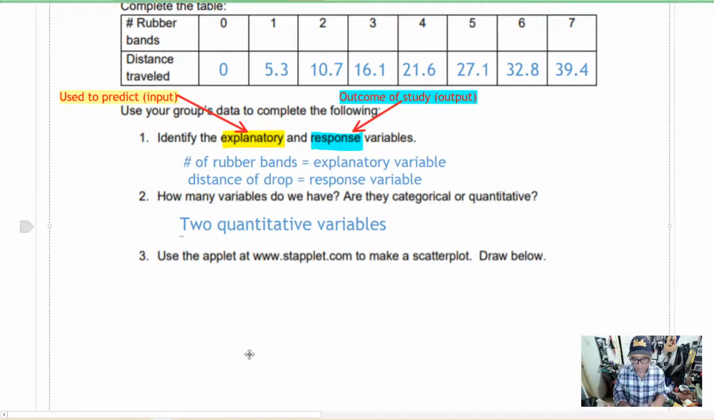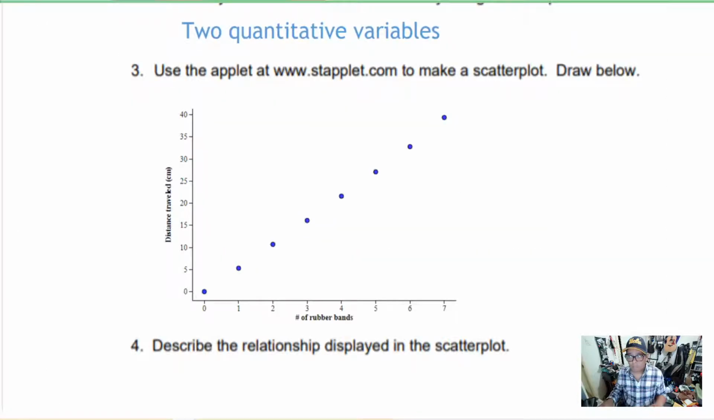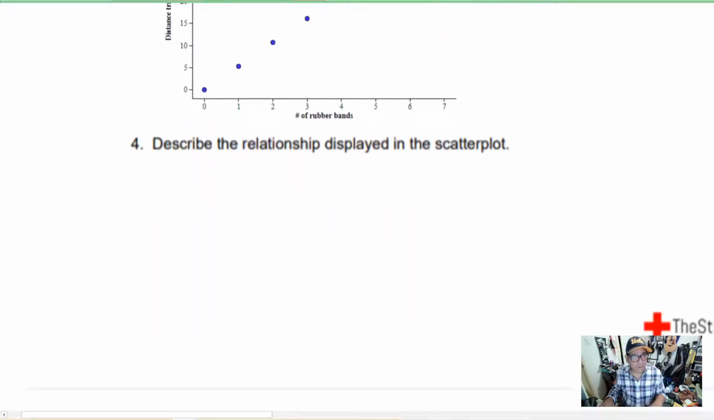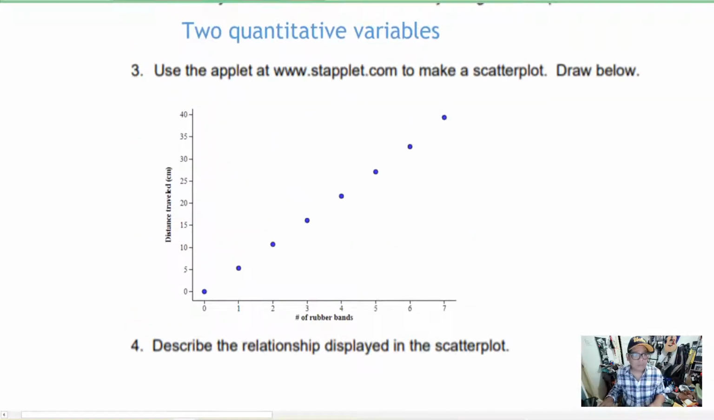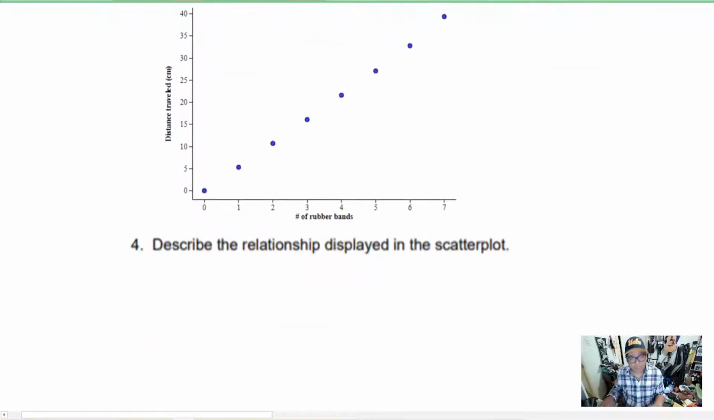We've done Statplet in class a few times. Obviously, you could use your TI-84 also, but for this purpose, we'll use Statplet. This gives us something that looks pretty darn linear to me. That looks like a straight line almost exactly. So when we go to describe the relationship displayed by the scatter plot, we definitely need to say something about the linearity of this plot.